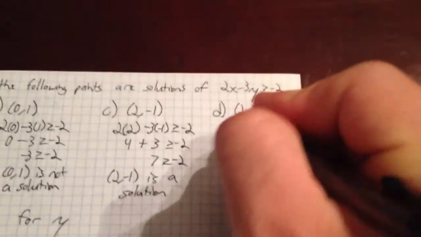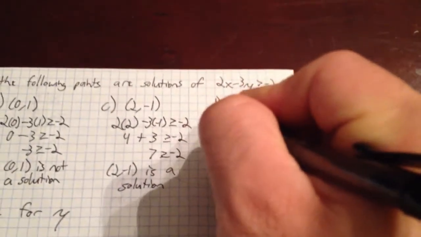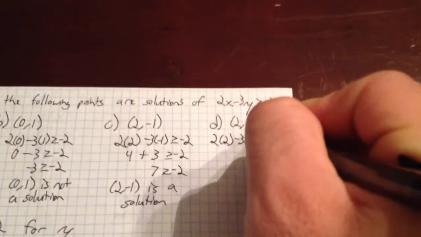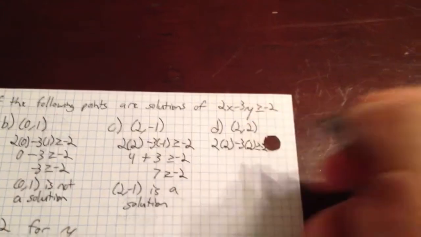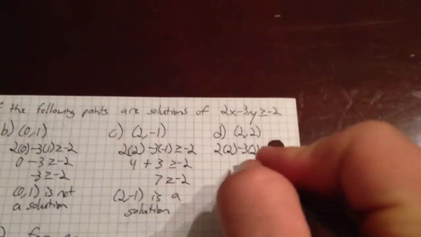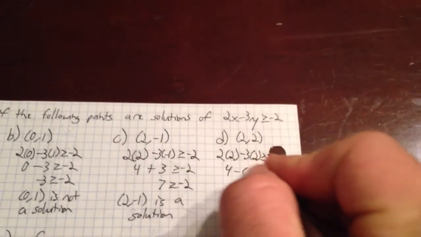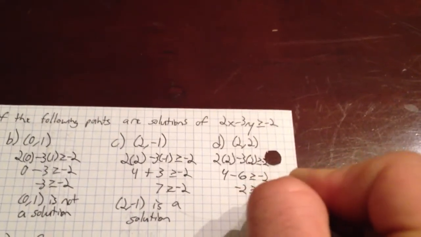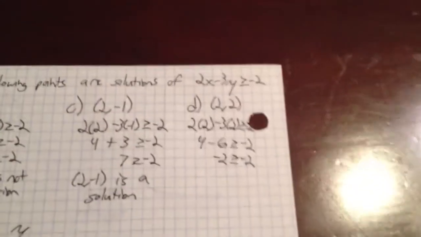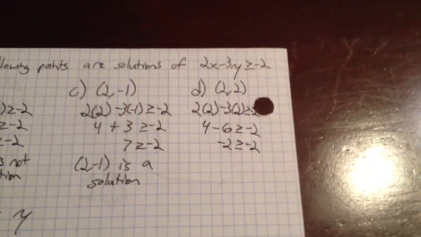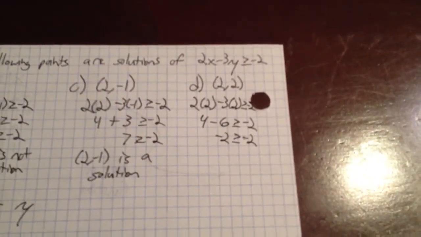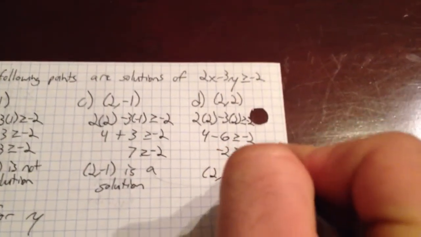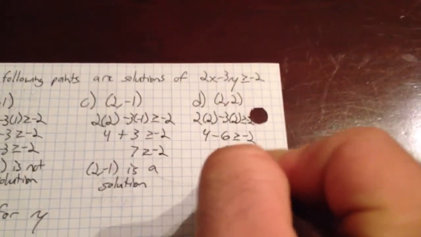The last one is (2, 2). So if I do 2 times 2, 3 times 2, greater than or equal to negative 2, and I'm sorry, I'm running out of room there on my paper, you'll see 4 minus 6 is greater than or equal to negative 2. 4 minus 6 is negative 2. So negative 2 is greater than or equal to negative 2. That means the point (2, 2) is a solution as well.